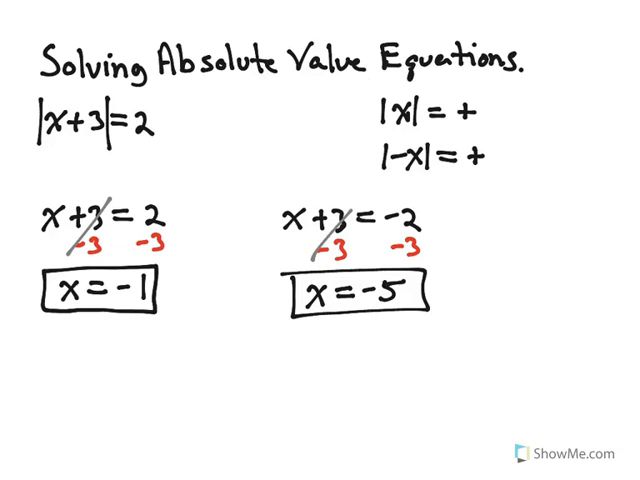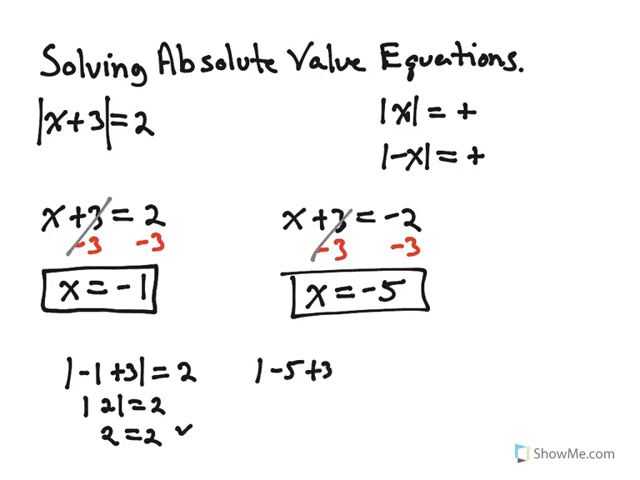Okay? If you do the absolute value of negative 1 plus 3 equals 2. Negative 1 plus 3 is 2. The absolute value of 2 is 2. So that works. And then you can also check the other one by plugging in negative 5 plus 3 equals 2. Negative 5 plus 3 is negative 2. Then the absolute value of negative 2 is 2. So you know both of these solutions are correct.